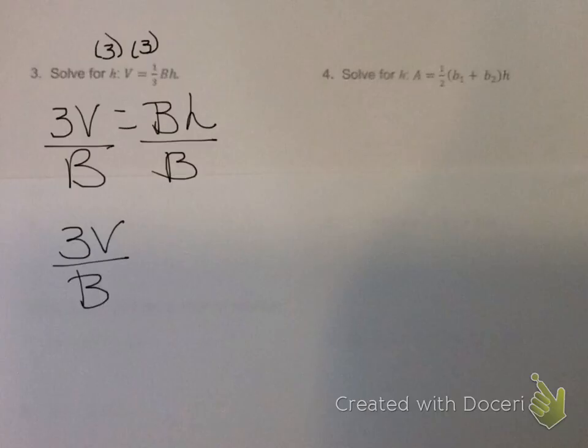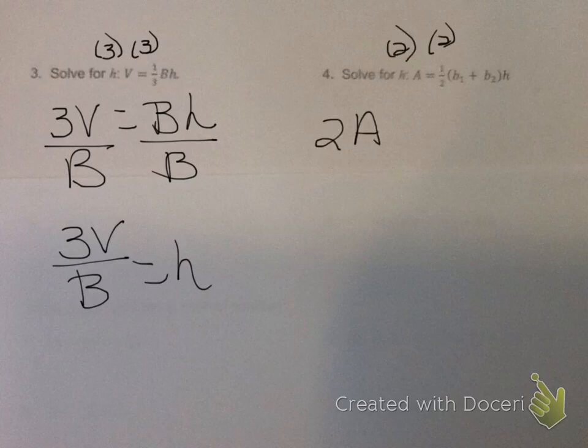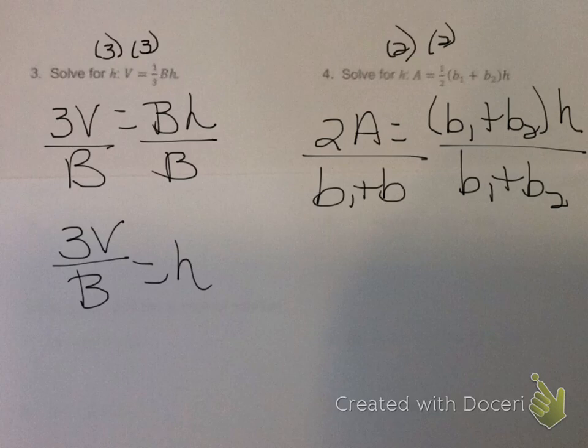Number 3, we have to get rid of that 1/3, so we have to multiply both sides by 3. Same thing for number 4, we have to multiply both sides by 2.